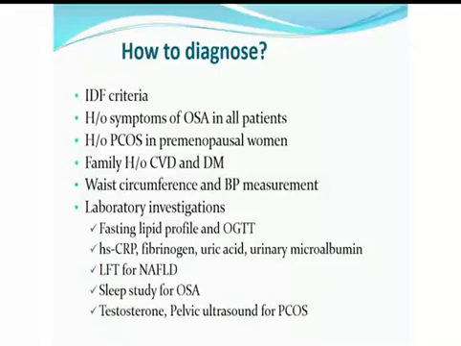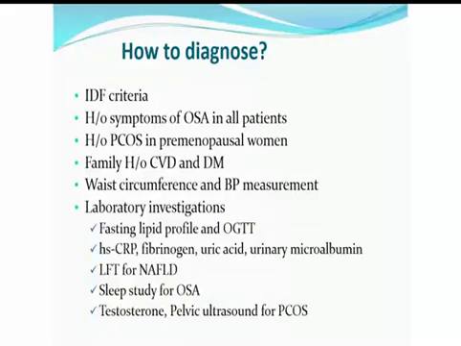So how to diagnose? As we have already discussed, the patient would not tell us that I have got metabolic syndrome. We have to actively look for that. So look for the IDF criteria in your patients, look for any symptoms of obstructive sleep apnea, and if that is present, refer them to your pulmonology colleagues to get their sleep studies done and CPAP applied. Look for the features of PCOS in your premenopausal women. Ask for a family history of type 2 diabetes and cardiovascular disease. Measure their waist and blood pressures.